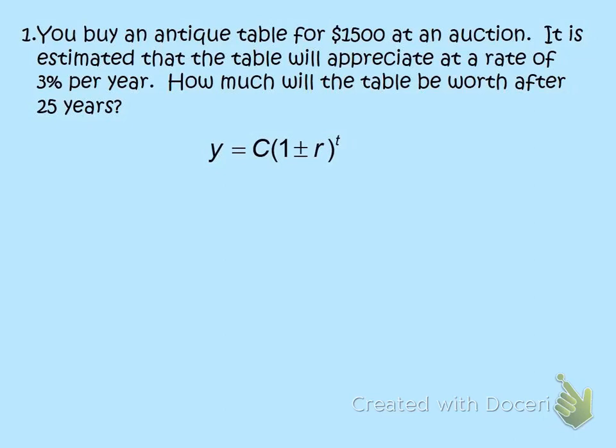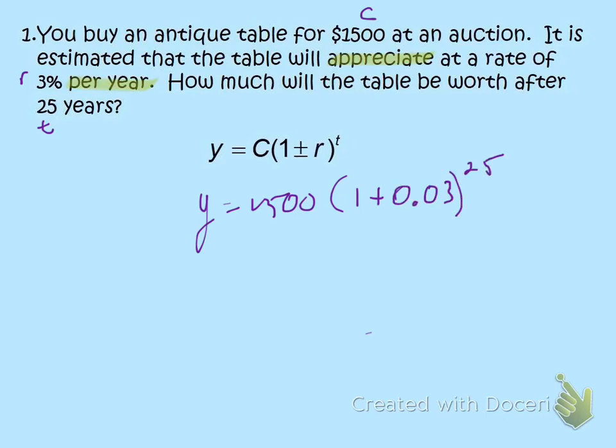So now all we got to do is pick out the different pieces. $1,500 is going to be c. That's your initial amount. The rate r is 3%, so we're going to put it in as a decimal, 0.03. And we want to know how much the table will be worth after 25 years. That's going to be t. So we're trying to figure out y when c is 1,500 times 1 plus 0.03 to the 25th power.